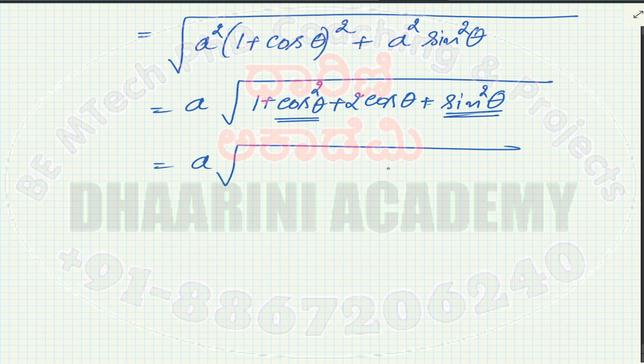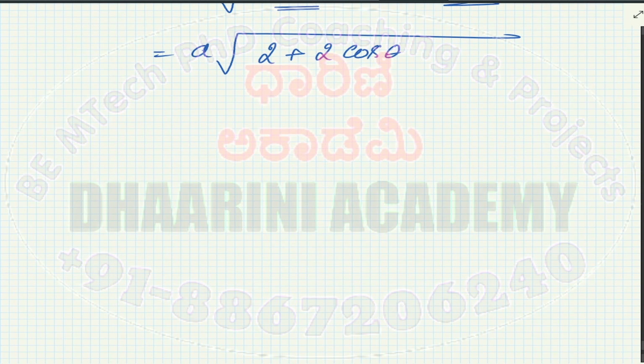So my term is the root of 2 plus 2 cos theta, right? I can see a 2 cos theta inside the square root. I'm writing that as it is. The other terms I'm clubbing to get 2, since 1 plus cos square theta plus sine square theta is nothing but 2. Now I understand that 2 is a common factor over there. So this is a into the root of 2 into (1 plus cos theta).